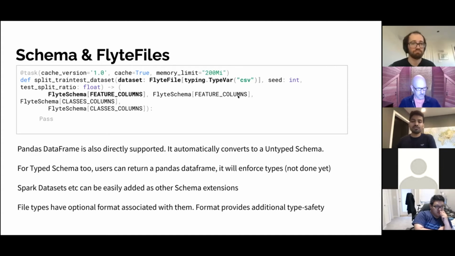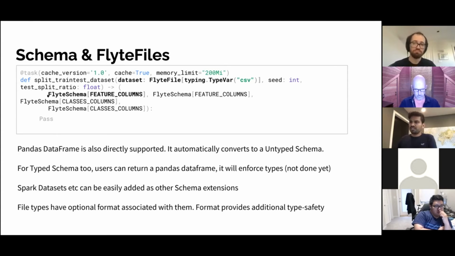The benefit of using formats is if you have two tasks, one that produces a CSV and one that consumes a CSV, we will do a static type check on the type of the file also. If you specify it; if you don't, then it's optional.